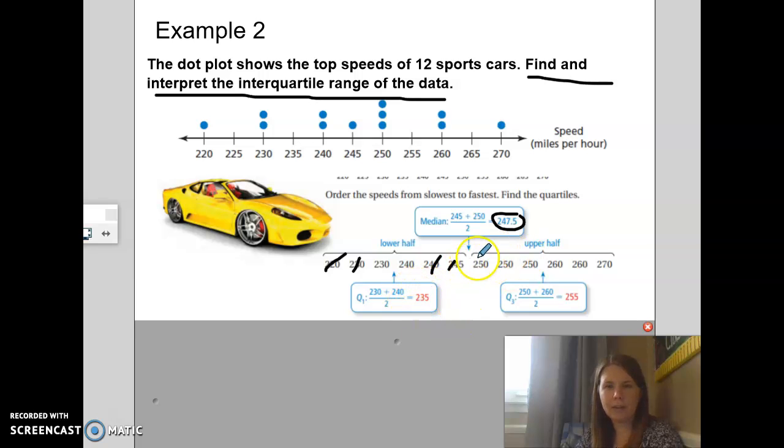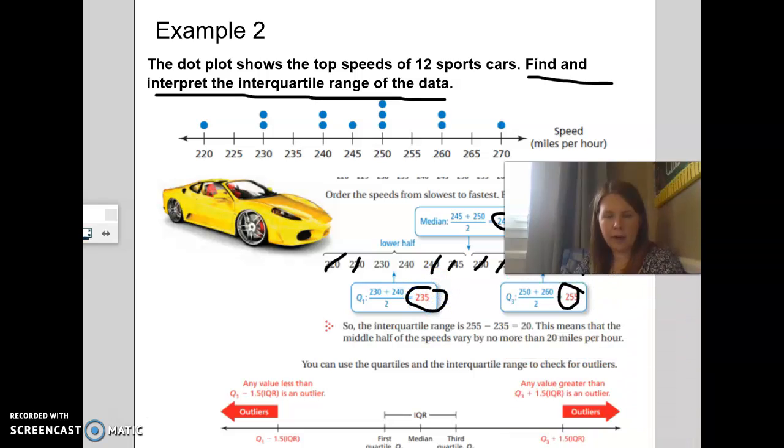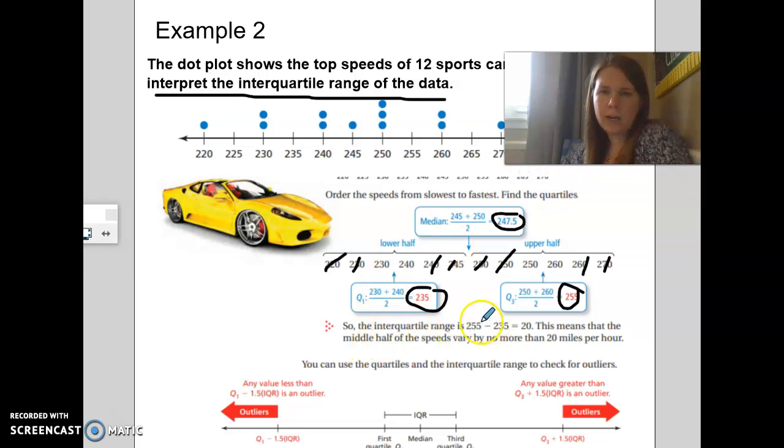For your upper half, you take the same approach. You go through, and I realize this one's between 250 and 260. What's right in between 250 and 260? It's 255. So that is my quartile 3. When you go back and find your interquartile range, you take this number and subtract this number. So for the interquartile range, 255 minus 235 equals 20. So your IQR ends up being 20.